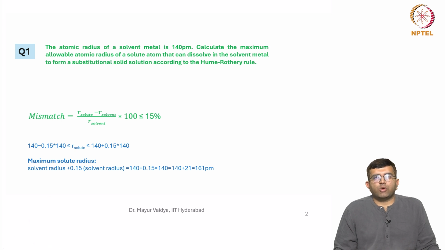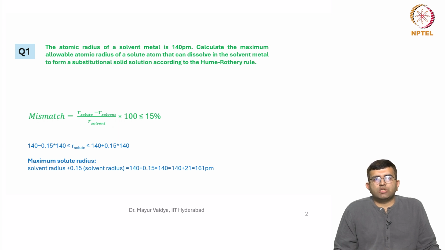So the first question: the atomic radius of a solvent metal is 140 picometer. Calculate the maximum allowable atomic radius of a solute atom that can dissolve in the solvent metal to form a substitutional solid solution according to the Hume-Rothery rule. We have seen that according to the Hume-Rothery rule, the mismatch favoring solid solubility should be less than or equal to 15%. The mismatch is R solute minus R solvent divided by R solvent, into 100.